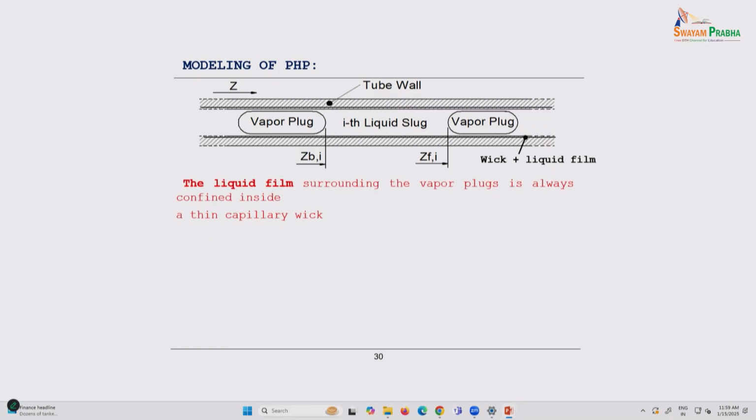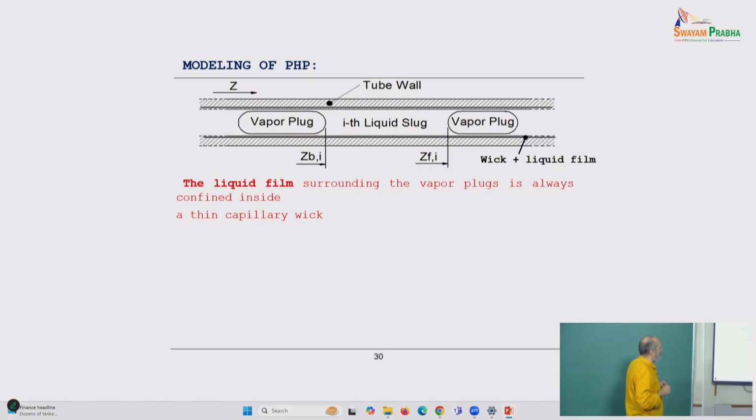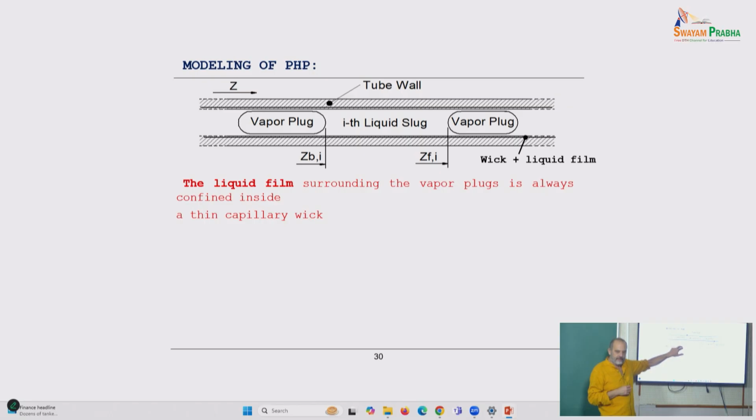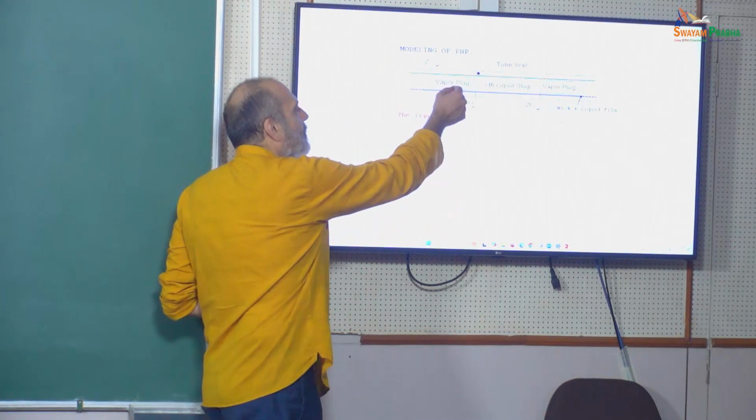Then, how to model a PHP? In principle, here we have a vapor plug, a liquid slug, and a vapor plug. The vapor plugs, the bubbles, have a liquid film around them. And there are a lot of effects due to the liquid film dynamics. Because if you think the vapor plug is moving and the liquid film is left behind, it's something like a coating.